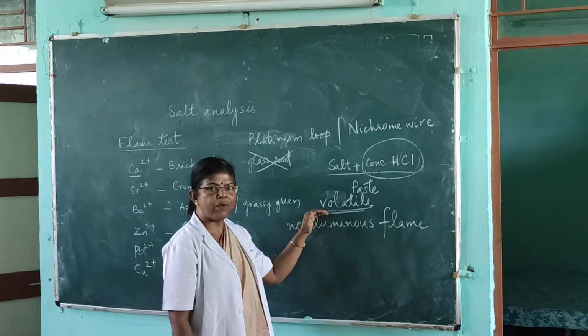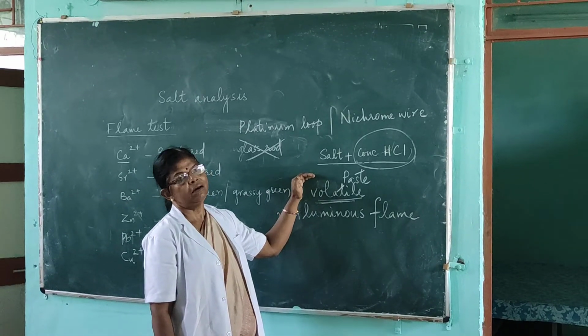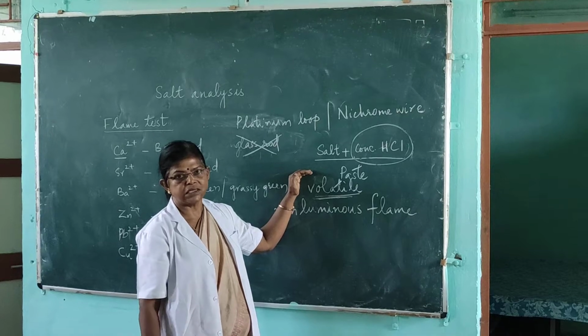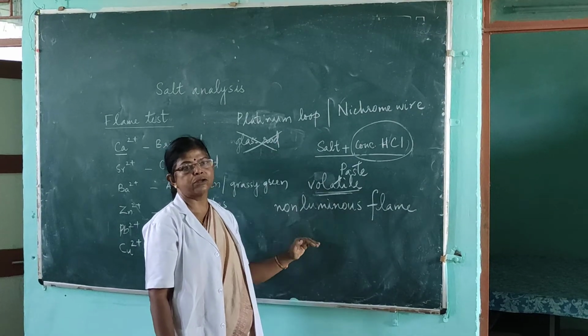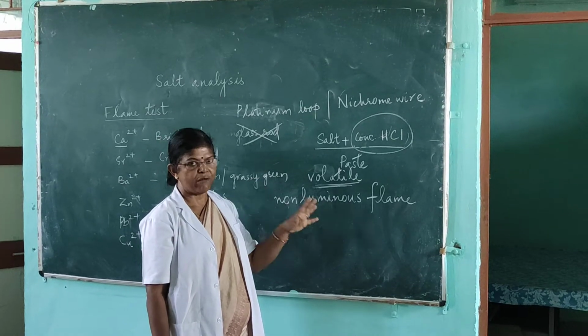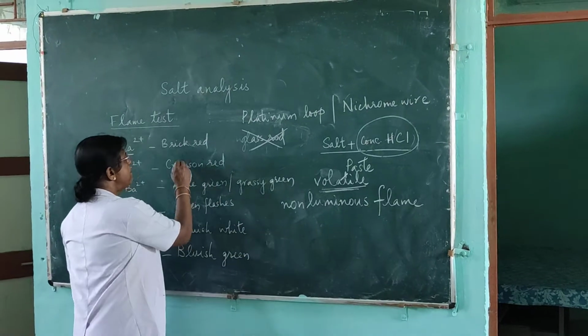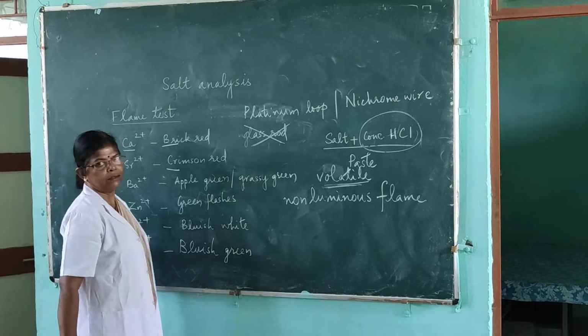The electrons will go to higher energy levels, and since that state is unstable, they will come back to the lower levels, emitting certain wavelengths. So a particular wavelength will impart a particular color.